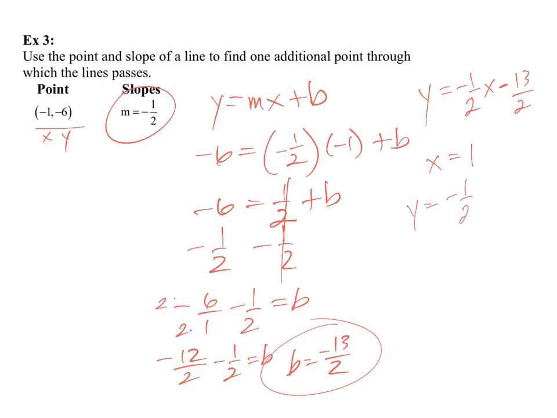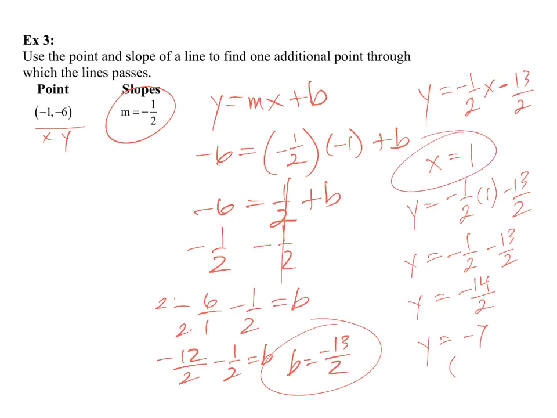We have negative a half times 1 minus 13 over 2. So negative a half minus 13 over 2, negative 14 over 2. So y is equal to negative 7. All right, so there's the other point. I plugged in 1 for x, and negative 7 goes along with 1. Negative 7 for y. That's example 3. Going on to the next example.